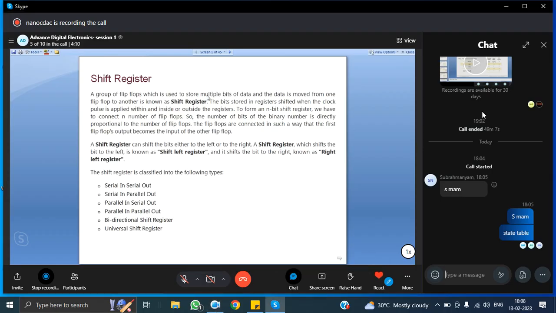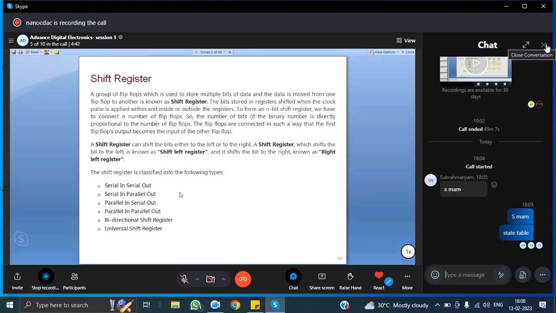A group of flip-flops which are used to store multiple bits of data, where the data is moved from one flip-flop to another, is called a shift register. That means we are moving the bits, right shift or left shift. If we want to shift 2 times, or 3 times, or in either direction, we take the help of shift registers. These shift registers are made up of flip-flops.